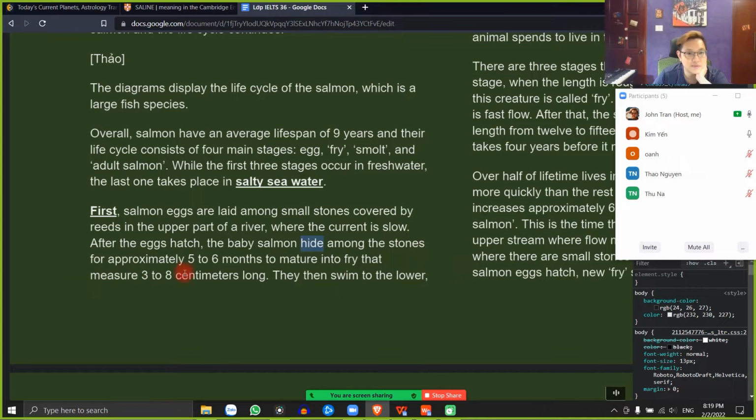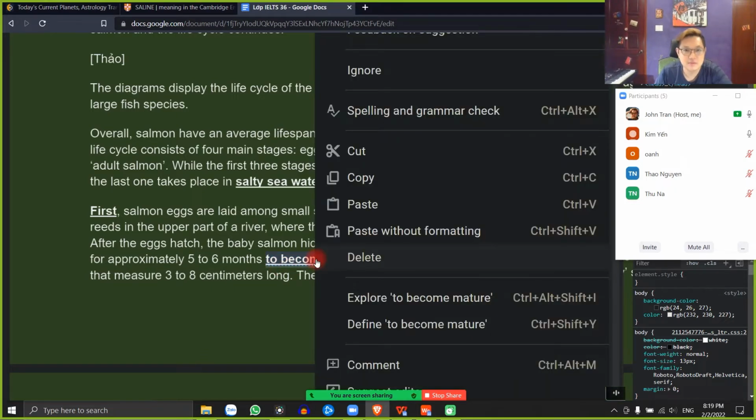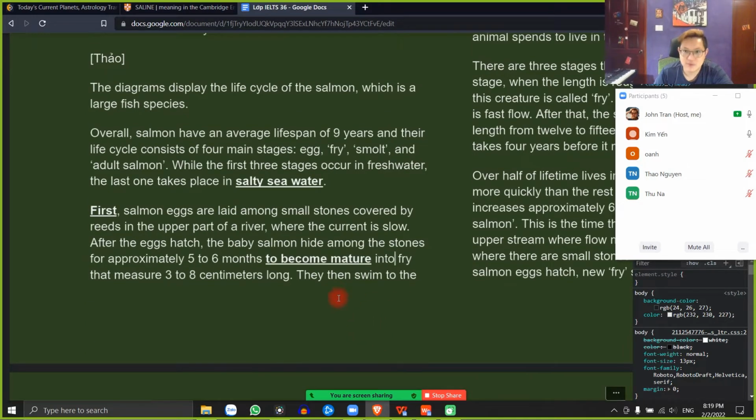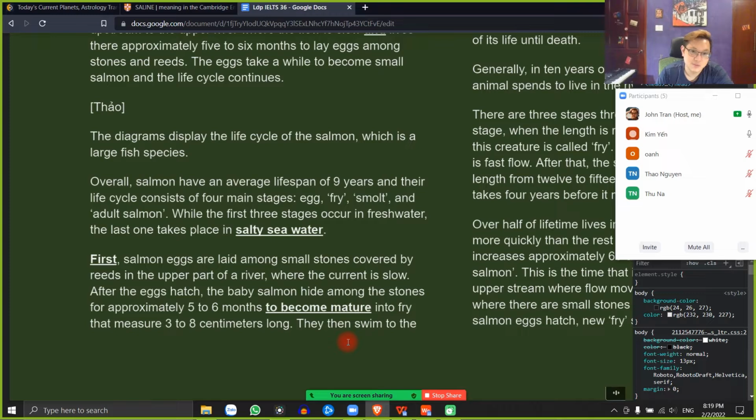I'm on the stone for approximately. To become mature nha các bạn. To become mature. Be careful. Mature. I'm sure he is fine. Chắc chắn là ổn, không có gì sai đâu. I'm sure this one is to become mature. To become mature, để trở nên trưởng thành. To become mature and to fry.